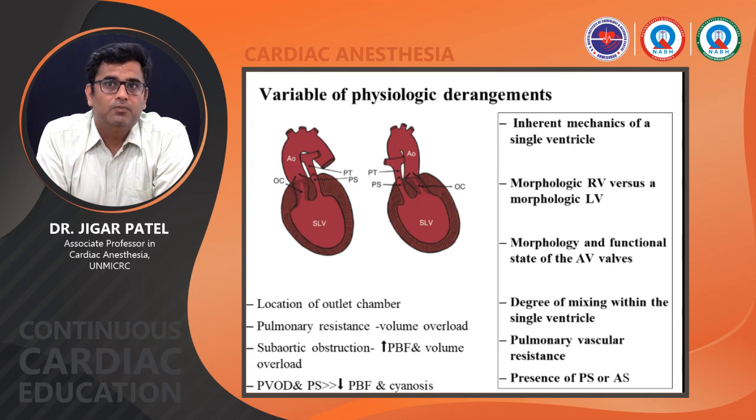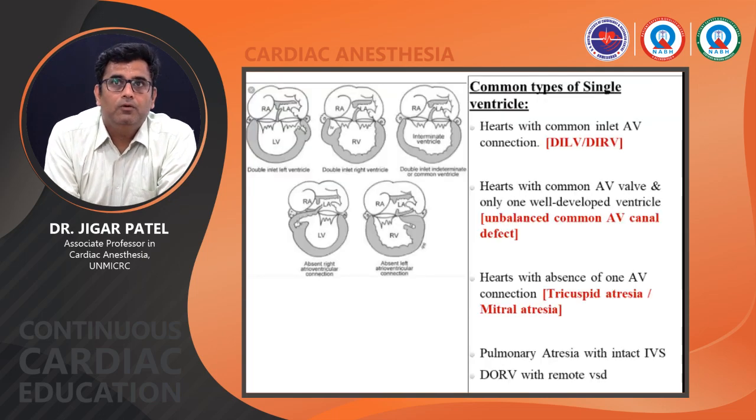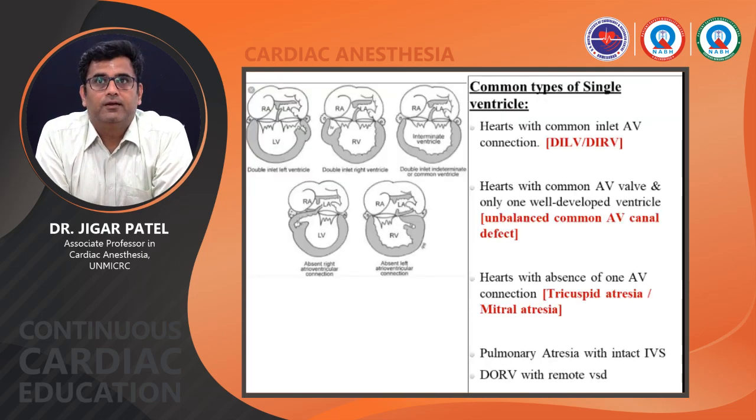The last factor is the presence of pulmonary stenosis or aortic stenosis. If there is an aortic stenosis, then it will divert blood flow to the pulmonary artery, and it will increase pulmonary blood flow and ultimately cause volume overload. Similarly, if pulmonary stenosis is present, then it will lead to decreased pulmonary blood flow and the patient presents with cyanosis in early life. Now we will see the common types of single ventricle.